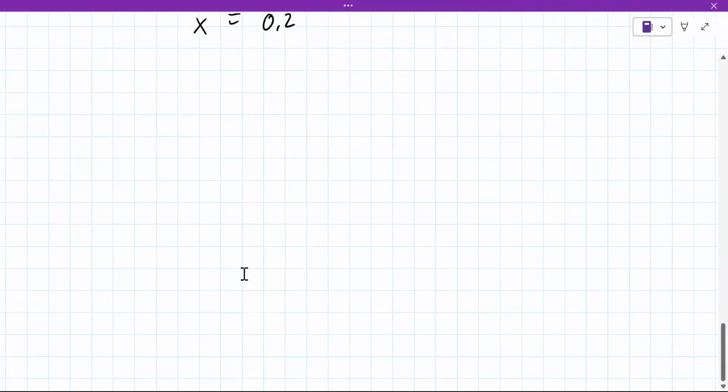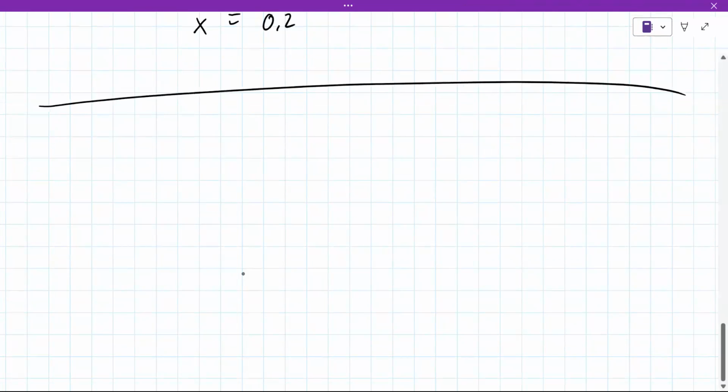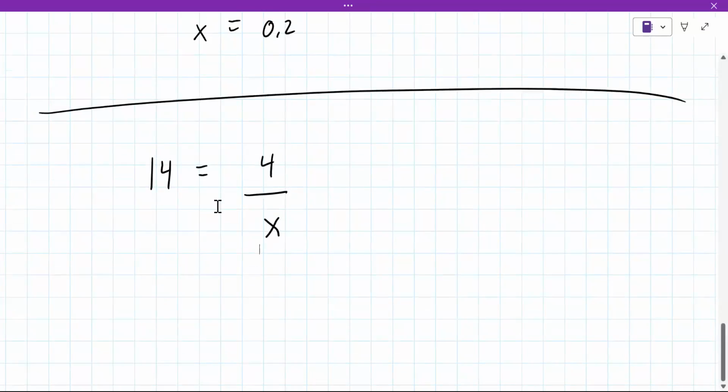Let's try another one here. 14 equals 4 divided by x. How do you solve for x? First of all, you should just divide by 14.